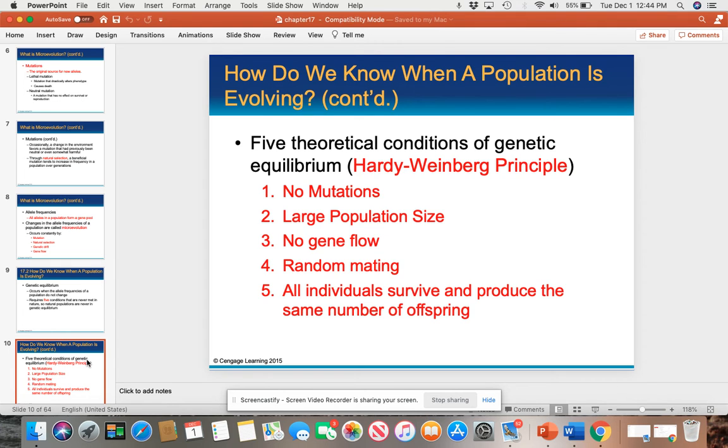So, for a population to show genetic equilibrium, or not be evolving, there must be no mutations, the population must be a large size, and there must be no gene flow, so no immigration or emigration, movement of genes in and out of the population. Mating must be random, so every individual within the population has an equal chance of mating. And then all individuals survive and produce the same number of offspring, which doesn't really occur.